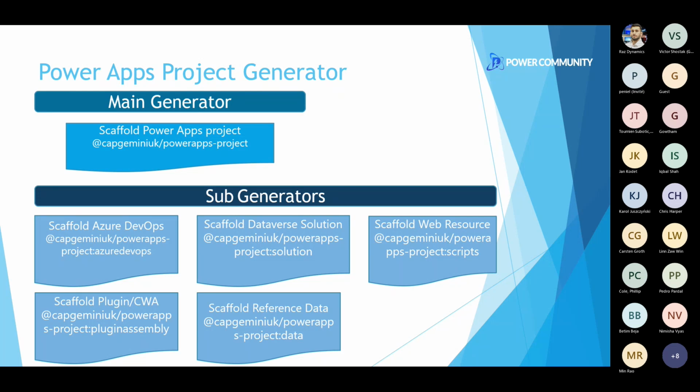And along with that, the scaffold also gives you the Azure DevOps YAML pipeline scripts. So the build pipeline scripts that you will be setting up in the Azure DevOps repository, it will provide those scripts as well. So this is the main generator.